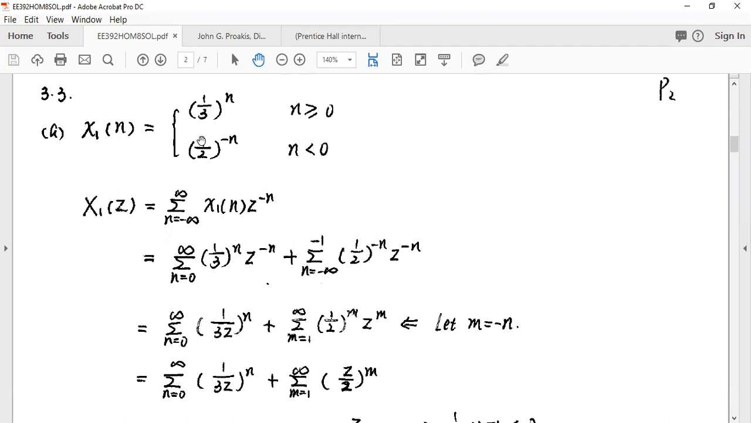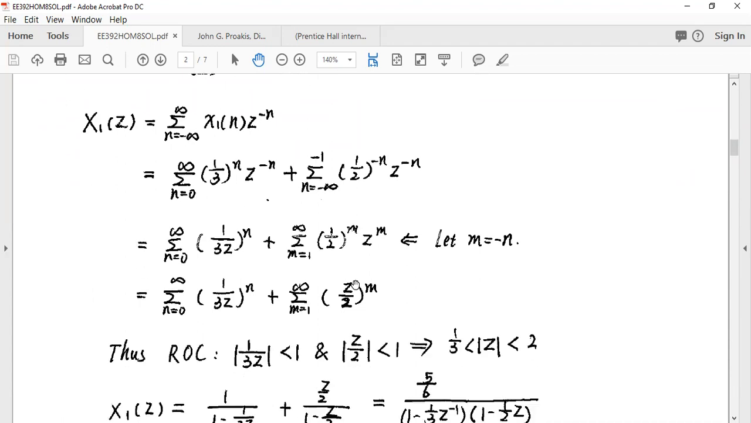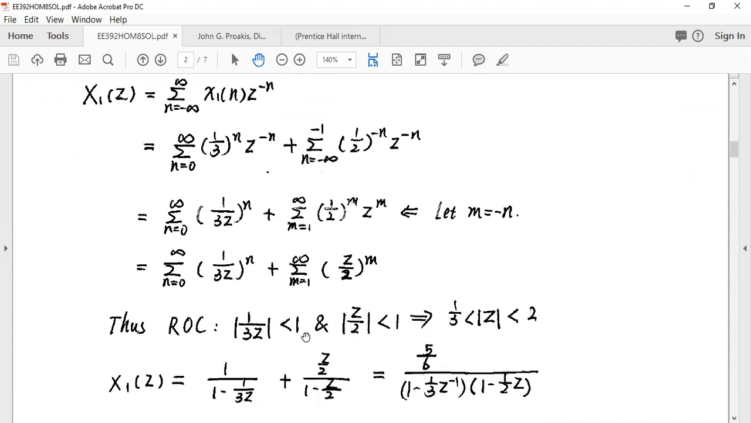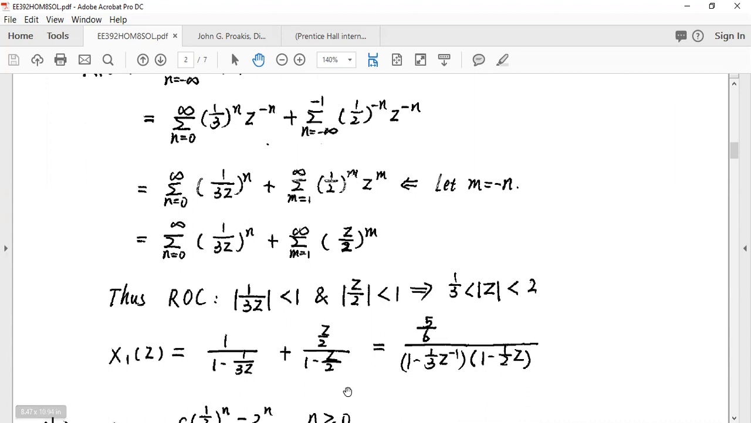That's how we get it, by direct substitution into the definition and then splitting it up, which gives me these particular terms. Solving for these terms ends up giving me 1/(1 - 1/3 z^-1) plus (z/2)/(1 - z/2), which can be further simplified as 5/6 whole thing upon this whole term over here.